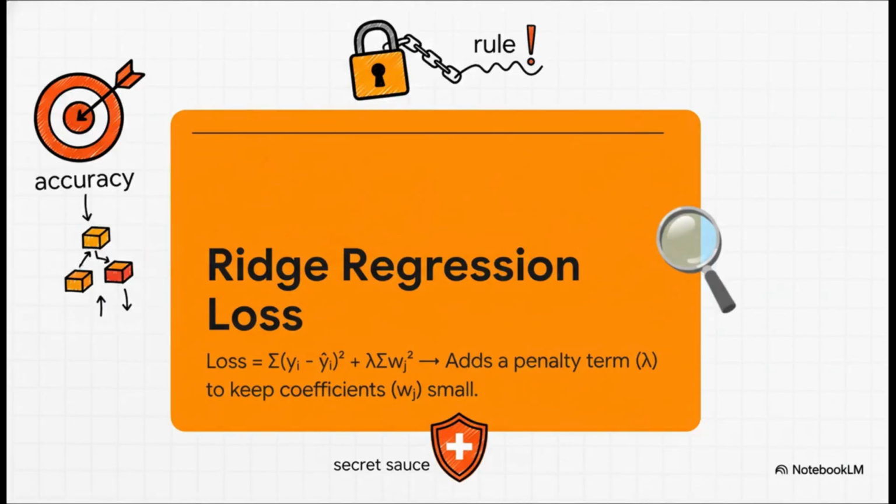Ridge regression starts with that exact same goal, but it adds a new, crucial rule to the game, this penalty term right here. It basically tells the model, look, I still want you to be accurate, but I also need you to keep your coefficients from getting out of control. And that right there is the secret sauce.